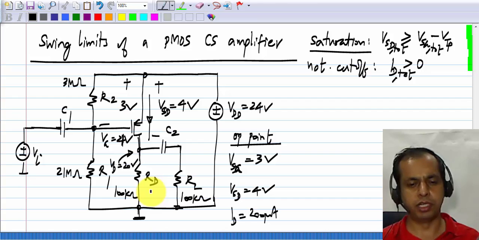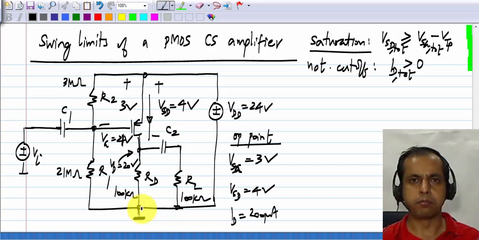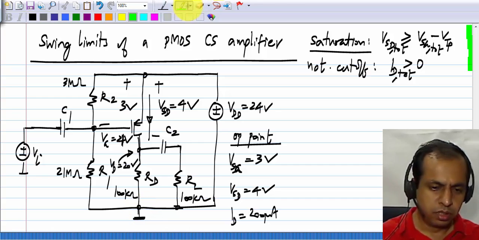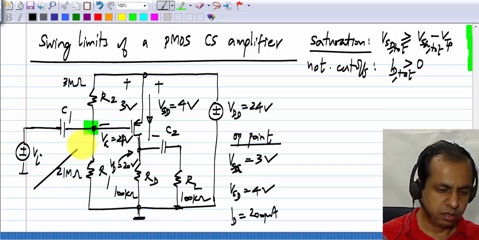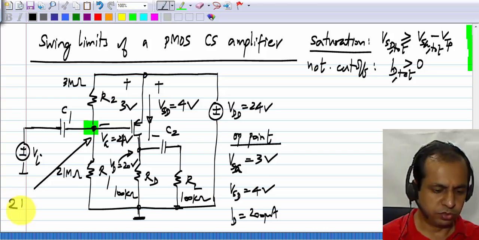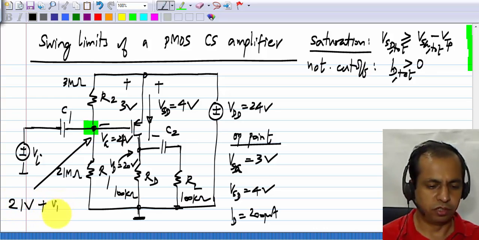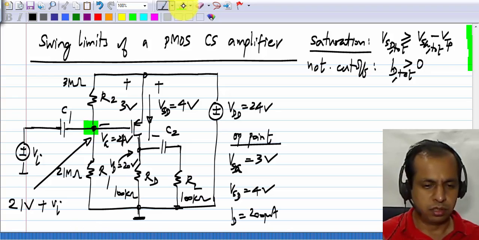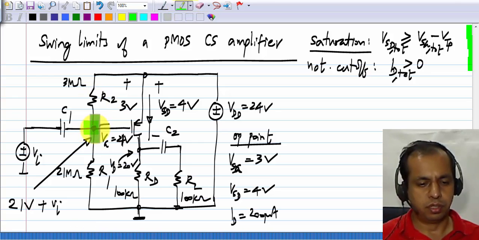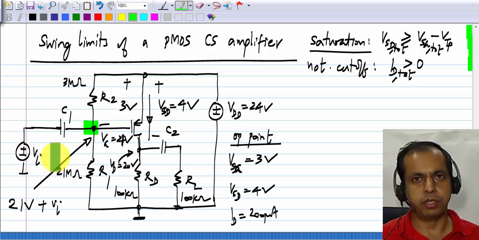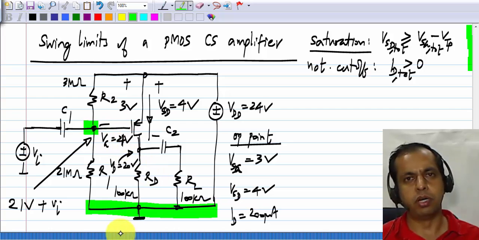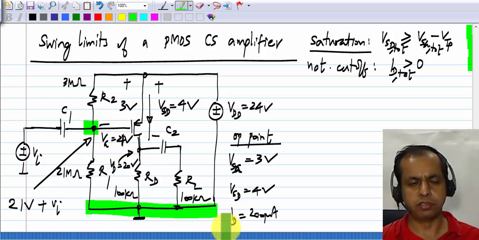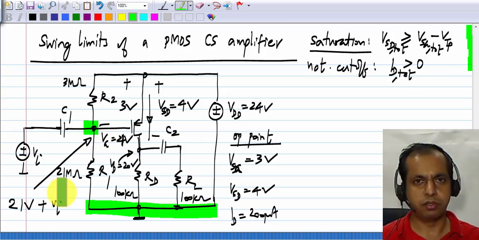So you have to keep this in mind, that this ID in a PMOS transistor is flowing downwards. Now when the signal Vi is applied, the voltage at this node would be the quiescent voltage, which is 21 volts plus Vi. Because if you set Vi to 0, this is at 21 volts with respect to ground. Remember, when I say voltage at some node, it is with reference to the common ground node of the circuit. So it's at 21 volts plus Vi.